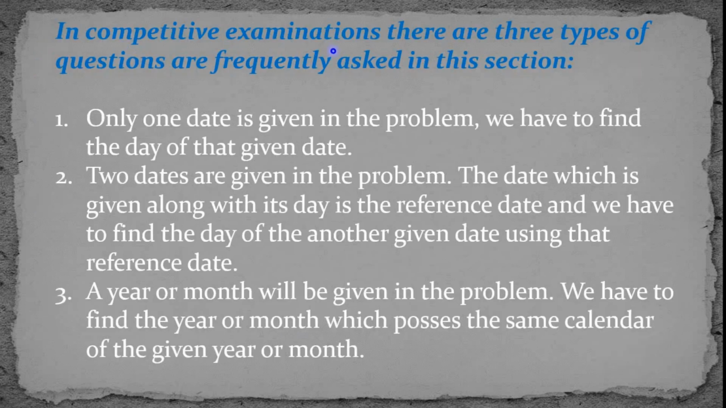In competitive examinations, 3 types of questions are frequently asked in this section. In the first type, only one date is given in the problem. We have to find the day of that given date. In the second type, 2 dates are given in the problem. The date which is given along with its day is the reference date, and we have to find the day of the other given date by using that reference date. In the third type, a year or month will be given in the problem. We have to find the year or month which possesses the same calendar as the given year or month.